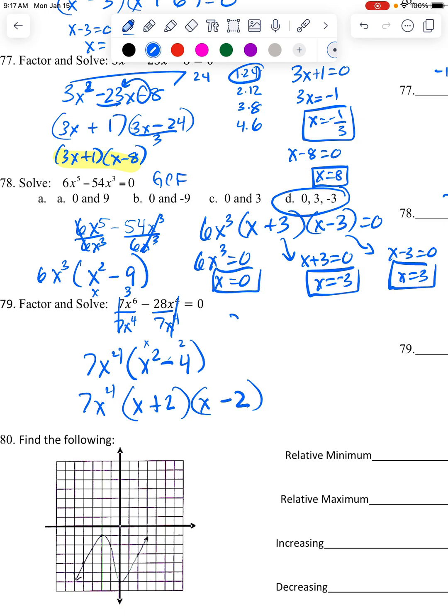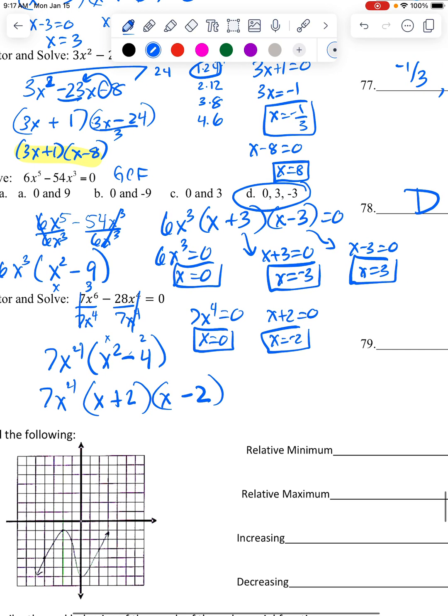Now I need to solve. So again, the only way for this to be 0 is if x is 0. The only way for this factor to be 0 is if x is negative 2. And then the only way for this to be 0 is if x is positive 2. So I get 0 and then also plus or minus 2.